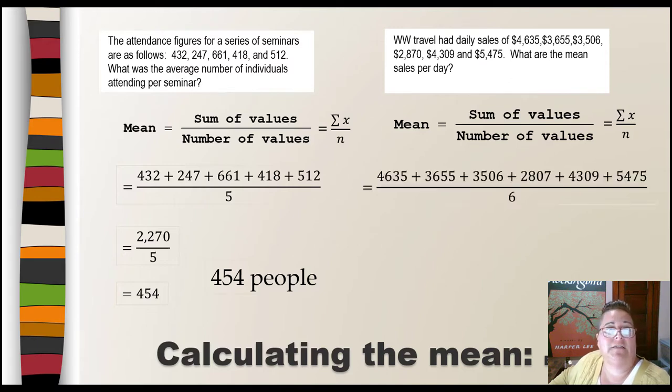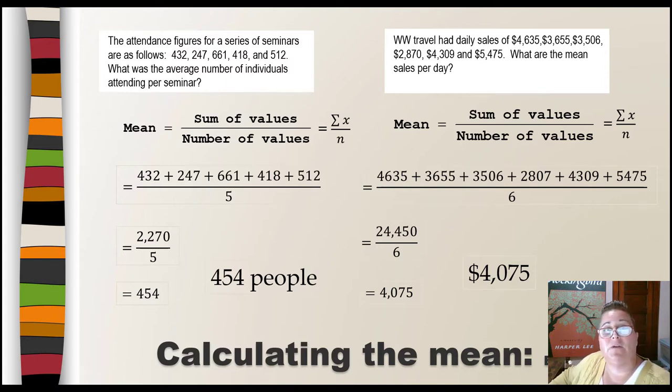Now, for this data set, there are 6 days. Sounds like they're not open one day, but there are 6 days that we're adding up, sales for 6 days, and we get a total of 24,450 divided by 6, which works out to be 4,075, or $4,075 per day.